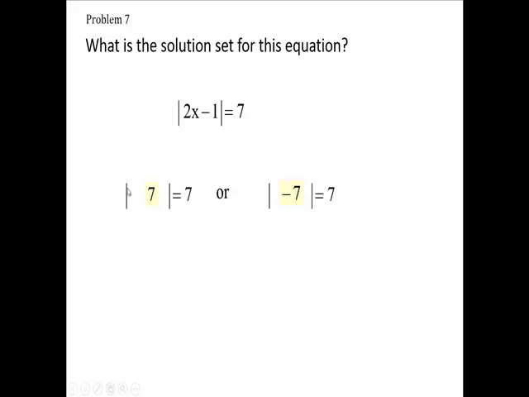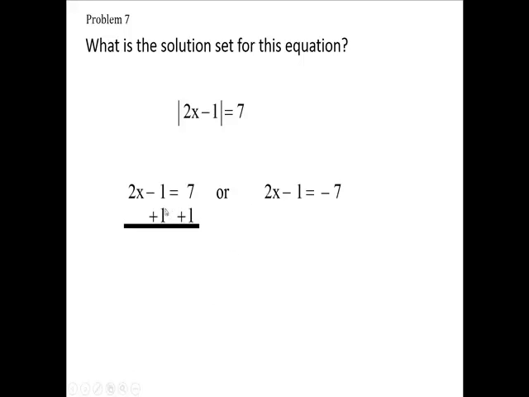What do these symbols mean here? Okay? It's true that the absolute value of 2x minus 1 equals 7 if 2x minus 1 is 7, or 2x minus 1 is a negative 7. Okay? So now we're going to have two equations here, and we can solve each one of them.